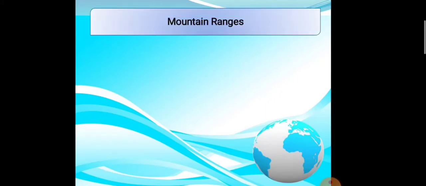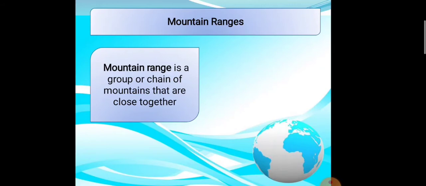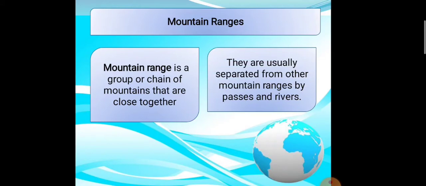So next is the mountain ranges. A mountain range is a group or chain of mountains that are close together. They are usually separated from other mountain ranges by passes and rivers.